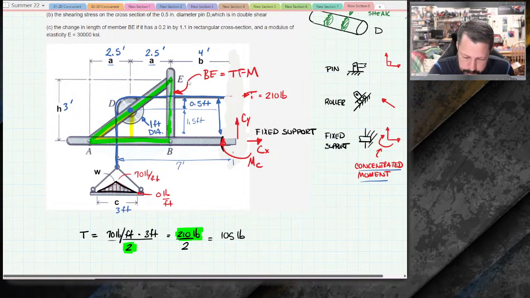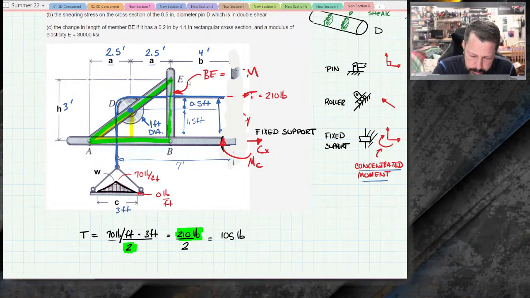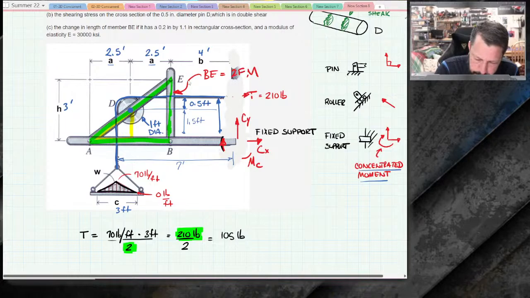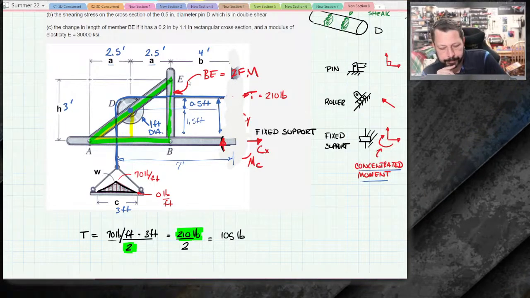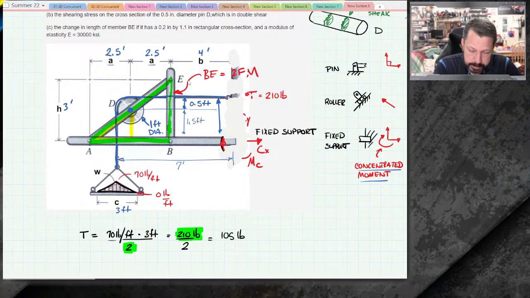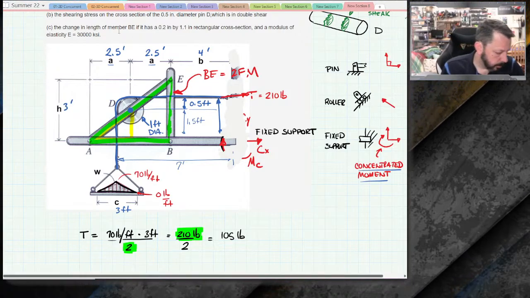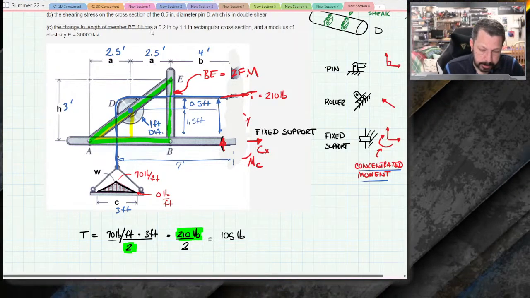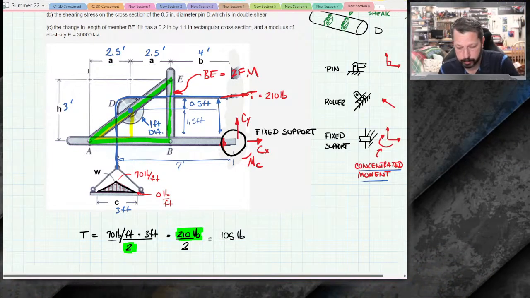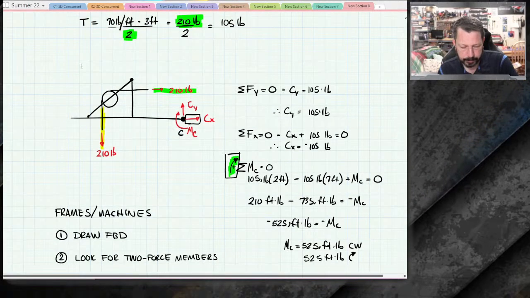So that's useful, particularly since they talk about one of the things we want to do is the change in length of member BE. So that means we have to figure out the force in BE, and it's going to be a two force member. All right. So now we've got a little free body diagram here.